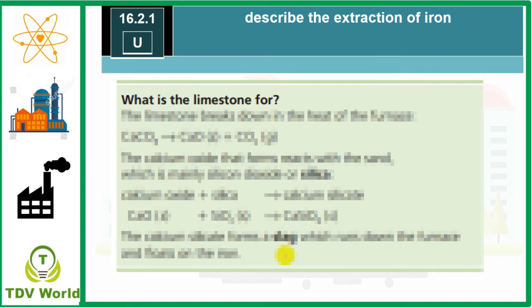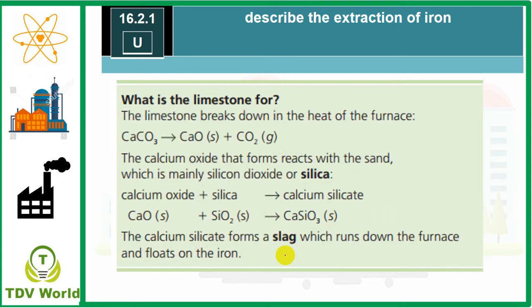So in this slide we will be discussing the limestone usage, or its role in the extraction of iron. The limestone breaks down in the heat of the furnace. First of all, this limestone is going to break down into calcium oxide and carbon dioxide. Calcium oxide is in solid state and carbon dioxide is in gaseous form.